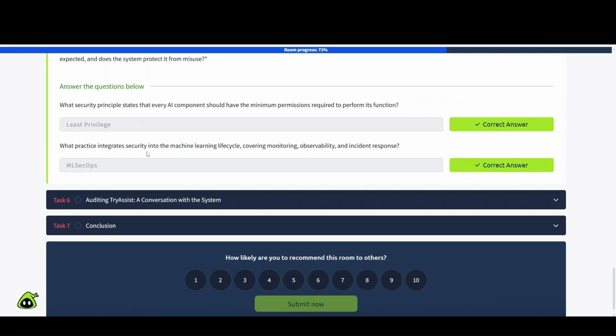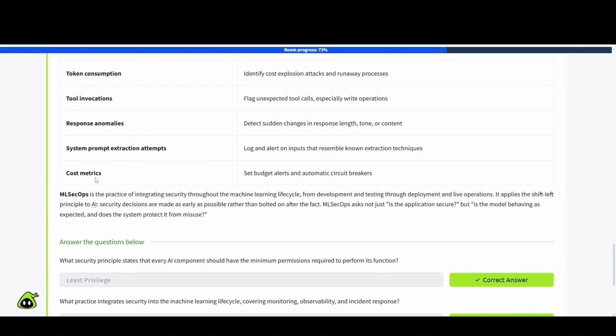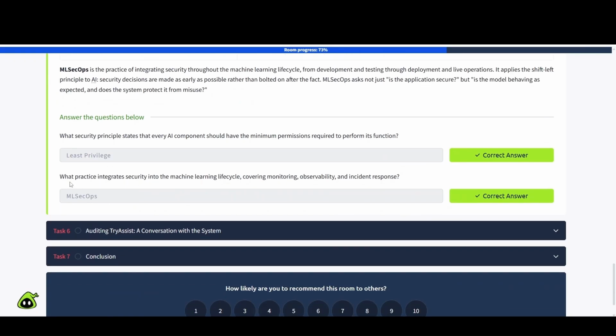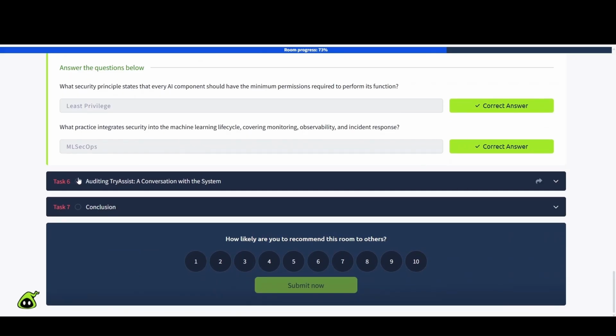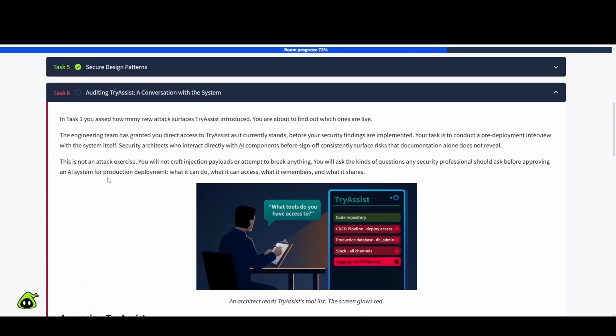What practice integrates security into the machine learning lifecycle, covering monitoring, observability, and incident response? That's going to be ML-SecOps. So remember, I was talking about the shift left approach. It is the preferred method, because if you try to bolt on security later, it can be a nightmare.